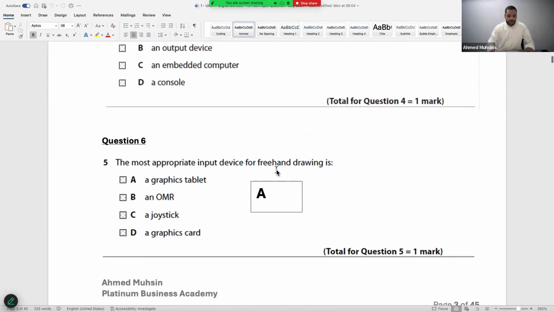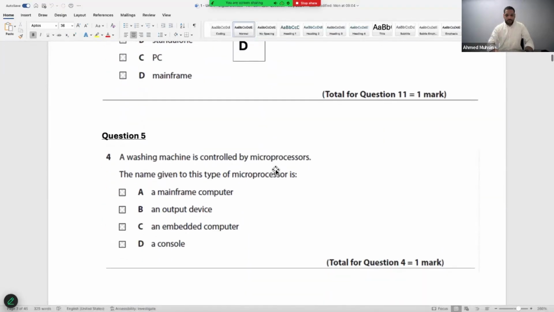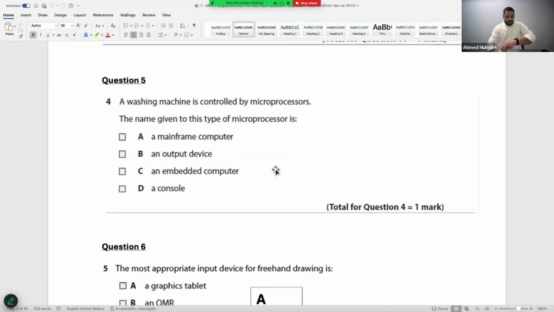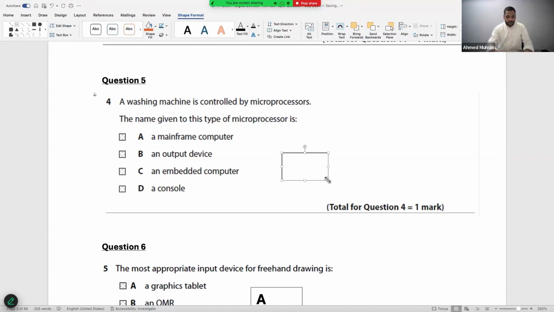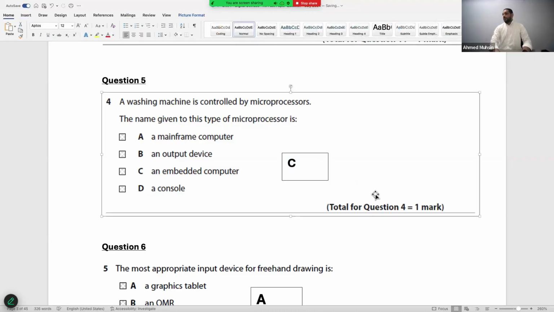So can we have a look at question 5, everybody? A washing machine is controlled by microprocessors. The name given to this type of microprocessor is? We would call this an embedded computer, a computer that performs a specific task. So here we put our answer C, embedded computer. Right, we are moving. Everybody, question 5 is done.